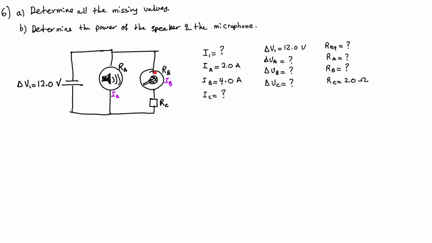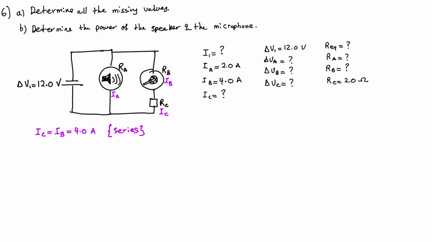Since they're on the same wire, they're in series. And when things are in series, the current across that wire does not change. So IC is actually equal to IB. I can just write that right away. This is equal to 4 amps, and this is because they are in series. So I have IC, and that is nice.